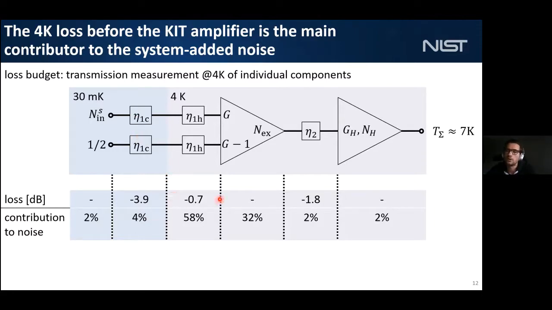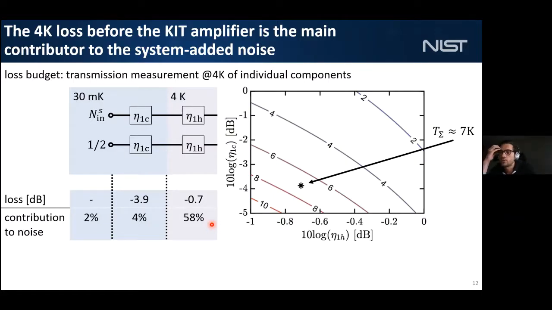Now, conversely, we have less than 1 dB of loss at 4 Kelvin before the parametric amplifier, but this is actually the major contribution to the output noise temperature, because this time what enters the chain is 4 Kelvin noise. So now, if you compare the influence of the cold and the warm insertion loss on T sub sigma, you have a plot that's going to look like this, where on the x-axis I represented the warm insertion loss, and on the y-axis the cold insertion loss.